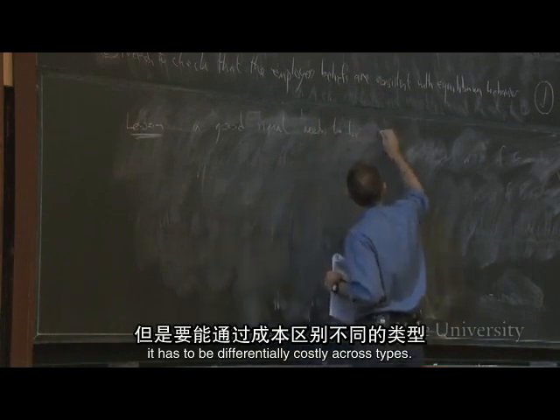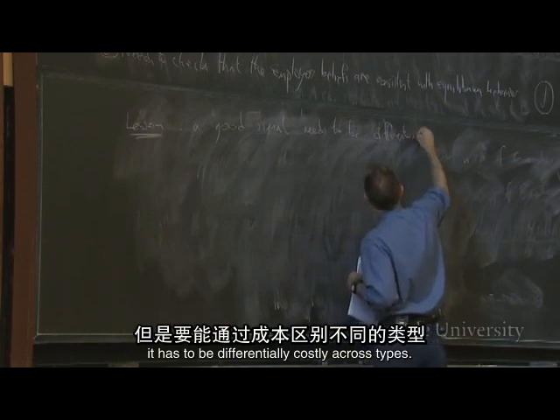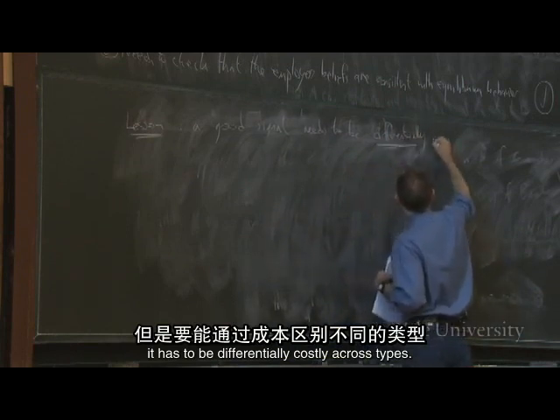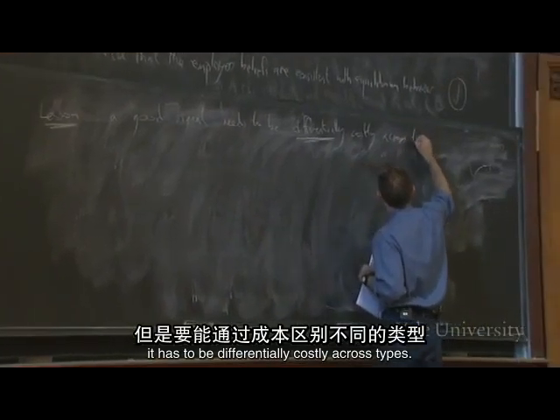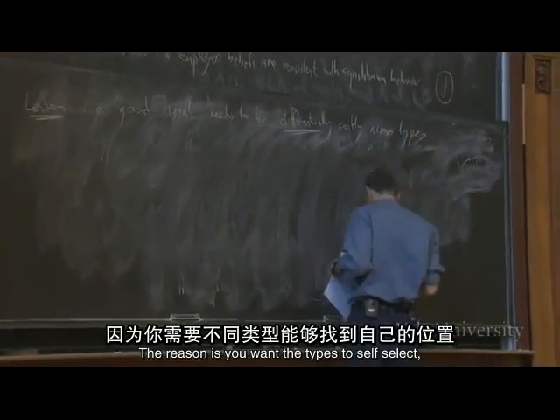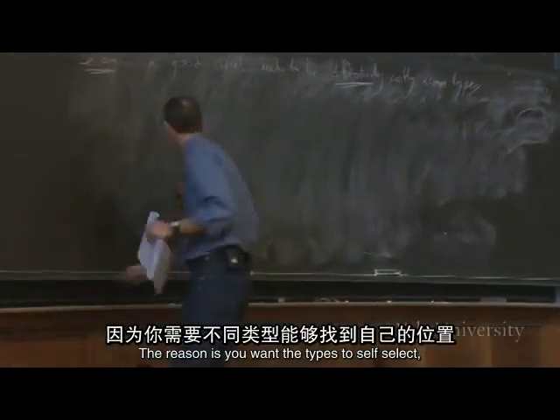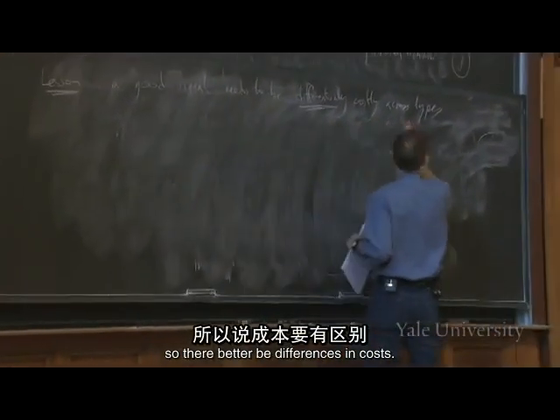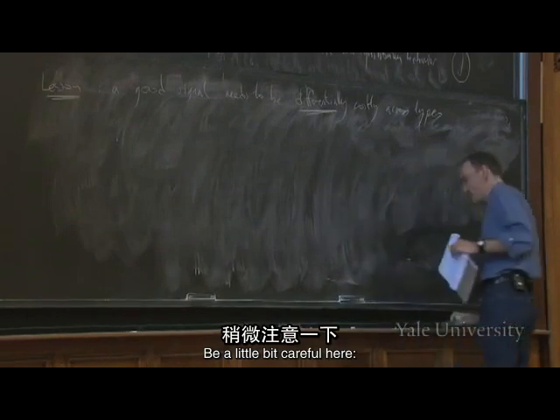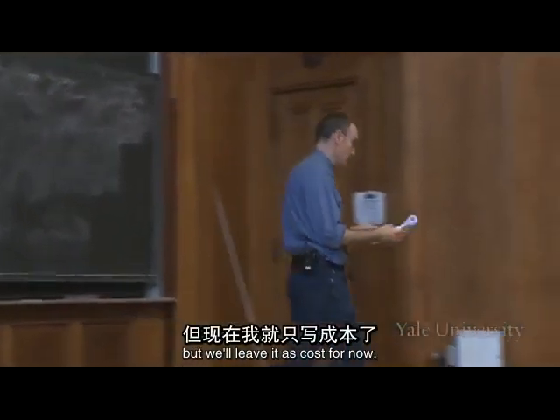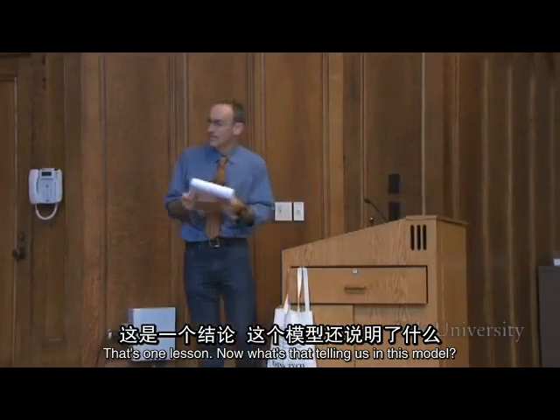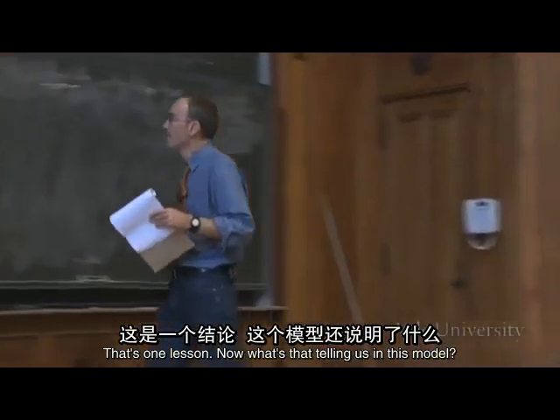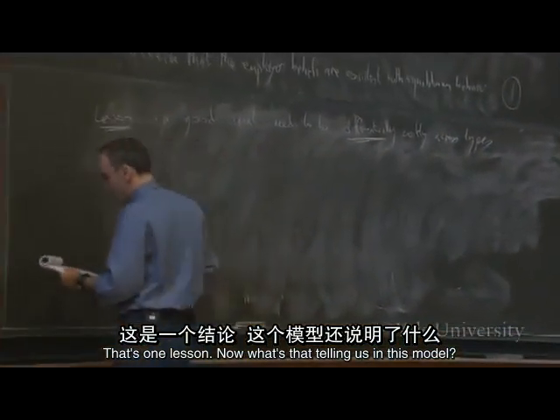Needs to be differentially costly across types. And the reason is you want the types to self-select, so there better be differences in costs. Be a little bit careful here. You could have differences in benefits, but we'll leave it as cost for now. All right, that's one lesson.